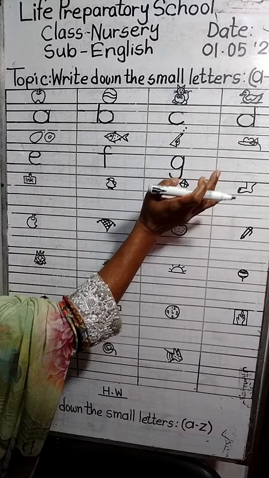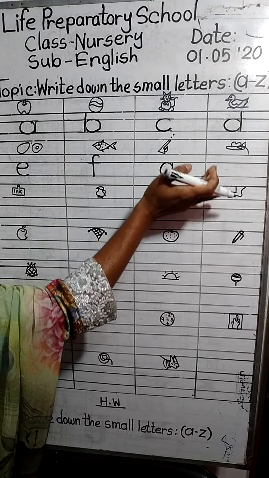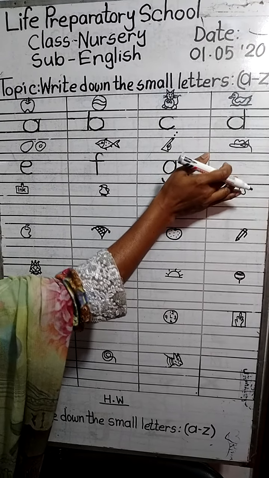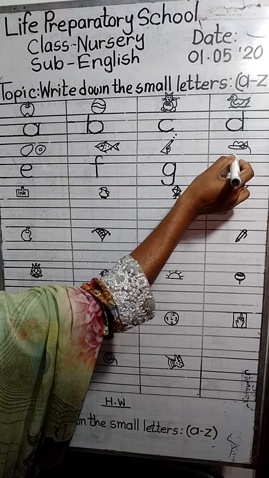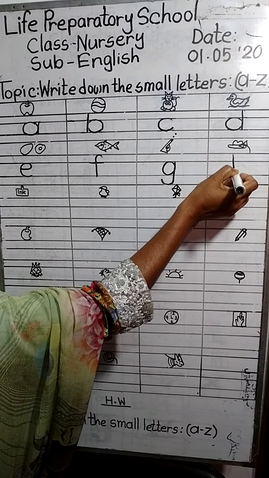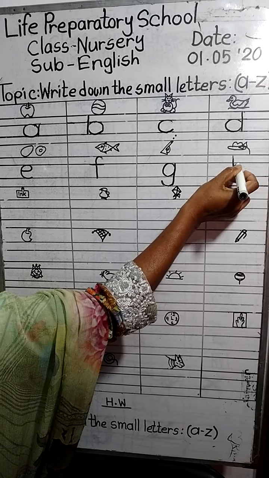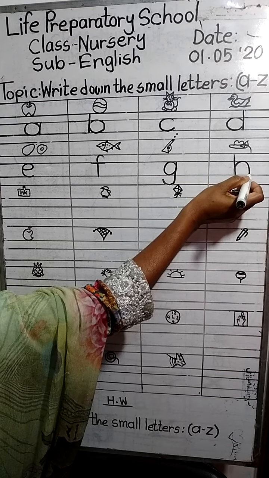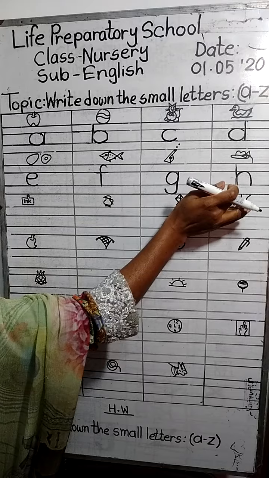G, then small letter H. Which row is small letter H? Everybody, do you know? Small letter H, first row to second row. How shall I write small letter H? At first, I will draw a straight line, first row to second row. Then go up and curve it to the second line, go down to the third line. What is this letter? This letter is small letter H.